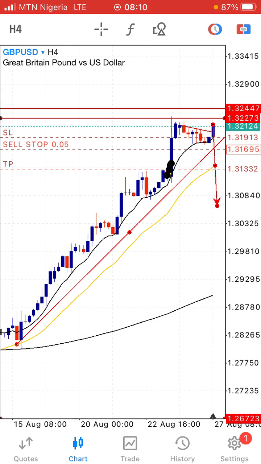So now let's look at USD JPY. Now the US dollar against the Japanese yen. My bias is of what? USD, to always be on the up. Let's go to USD JPY.